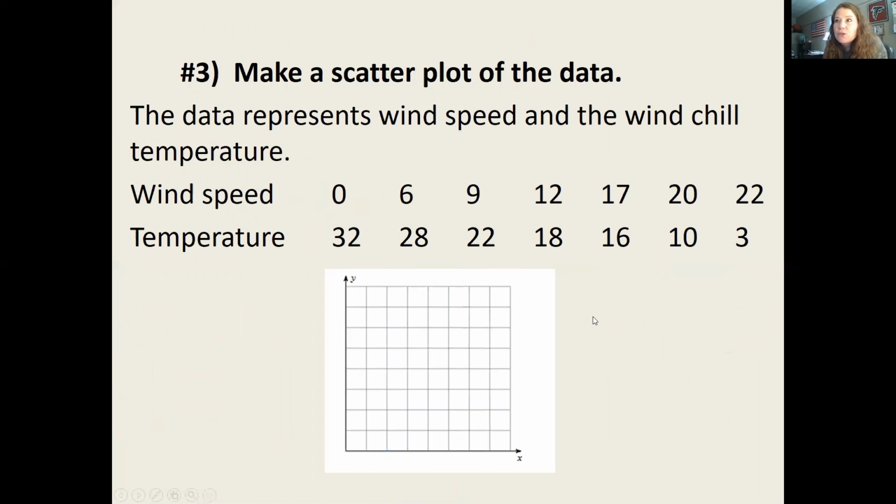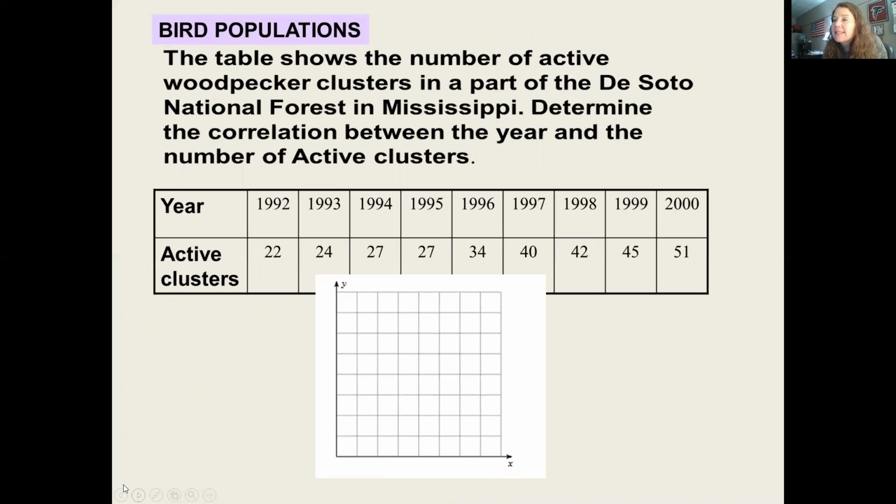All right, so I want you guys to make number 3, and I want you to Canvas inbox me and tell me what kind of correlation there is between wind speed and temperature. As the wind speed increases, what happens to the temperature? I want you to make this scatter plot and send me the answer, okay? And same thing with bird populations.